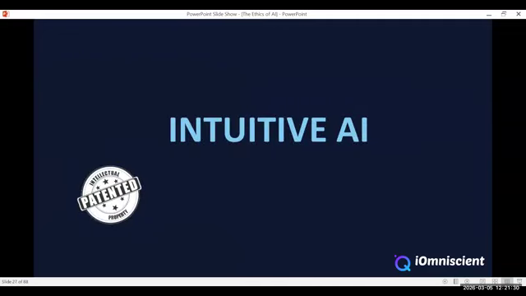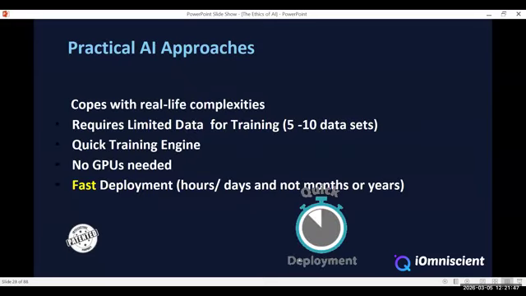So, for that, we've developed a new type of AI called intuitive AI that attempts to use many of the other ways in which humans think, beyond deep learning and traditional forms of AI. And with this, we can cope with many real life complexities. We require very little training. We can operate with 5 or 10 points in our data sets. We have a quick training engine to train it because we have so few data sets. There's no GPU needed. And you can have very, very fast deployment in hours, days, not months or years.